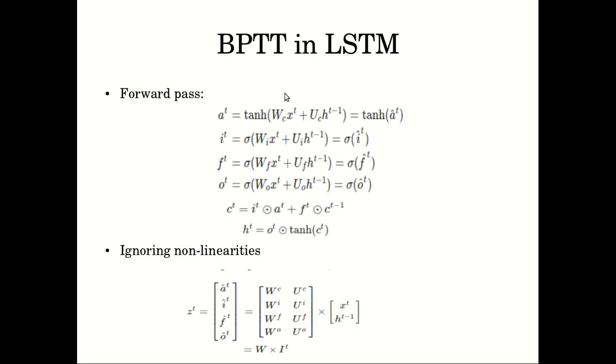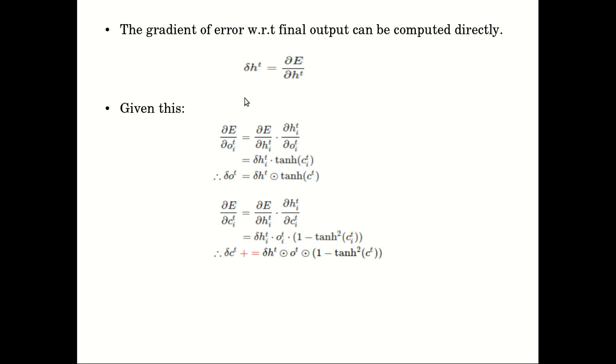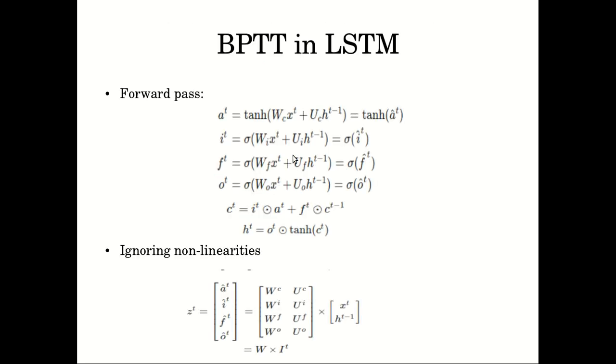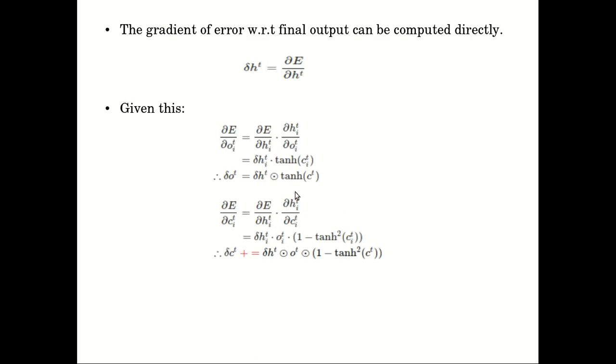Now given this we know that HT is computed using this equation, OT pairwise product tanh CT. So we can compute the gradient of OT and the gradient of CT using this equation, using the chain rule. So the derivative of error with respect to OiT is just the derivative of E with respect to HiT, which is nothing but the gradient of HiT, times the derivative of HiT with respect to OiT, which we can observe is nothing but tanh of CT.